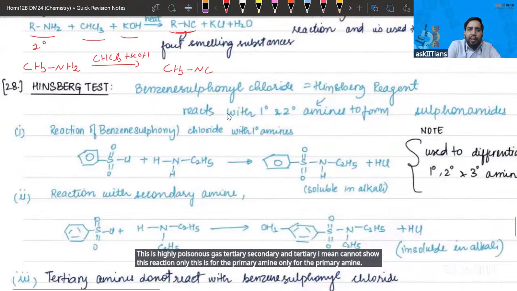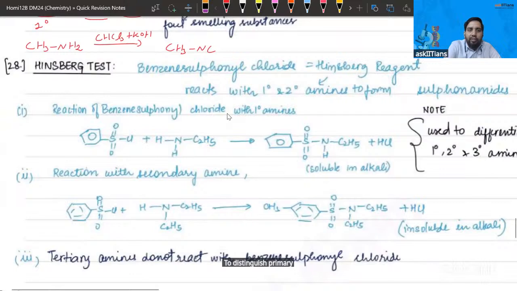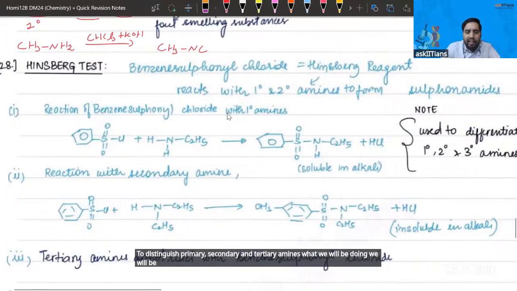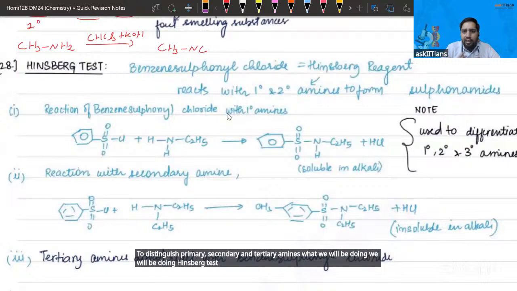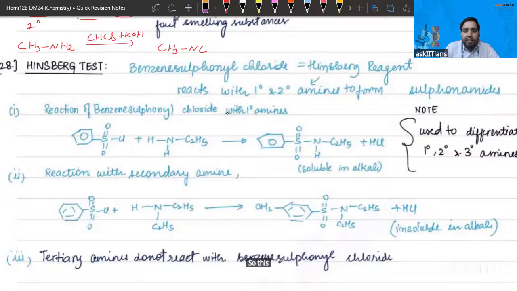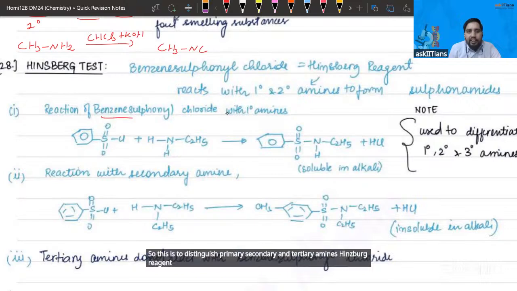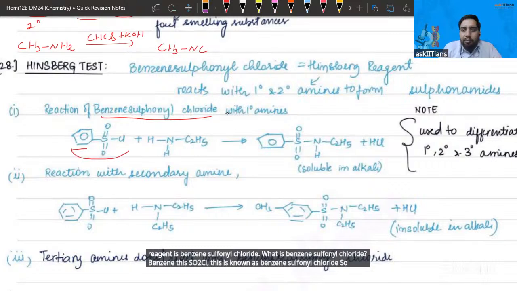To distinguish primary, secondary and tertiary amines, what will we be doing? We will be doing the Hinsberg test. So probably this question is not going to be asked in the board examination, but you should know how the reaction proceeds and what the Hinsberg reagent is. So this is to distinguish primary, secondary and tertiary amines. Hinsberg reagent is benzene sulfonyl chloride. What is benzene sulfonyl chloride? Benzene with SO2Cl. This is known as benzene sulfonyl chloride. So suppose we are reacting benzene sulfonyl chloride with a primary amine like ethanamine.